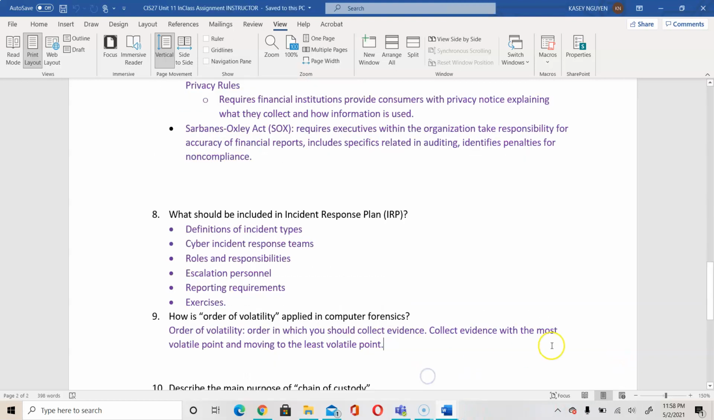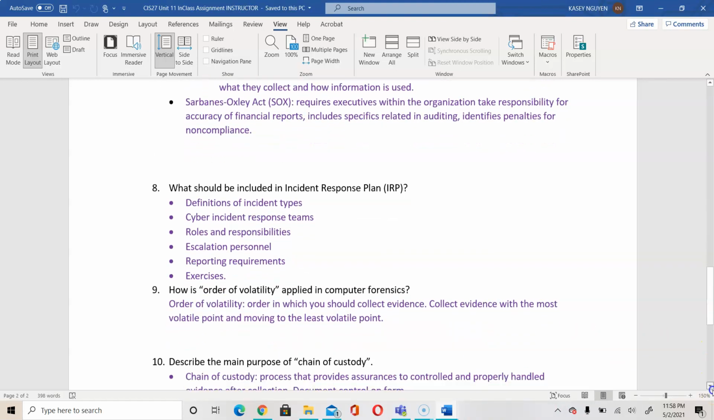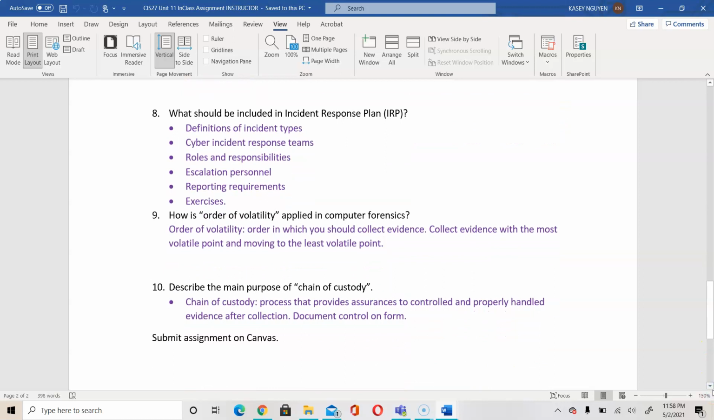So the next question asks you to describe the chain of custody for number 10. The chain of custody is a process that provides assurances to control and properly handle the evidence after collection. Document control on form. So we want to provide all the details on the state of our evidence collection process: who collected it, what was collected, when it was collected, how it was kept, who it got passed to, and how it's stored.